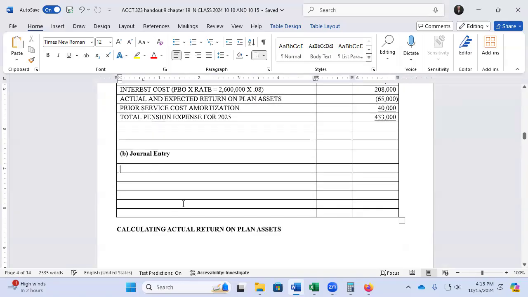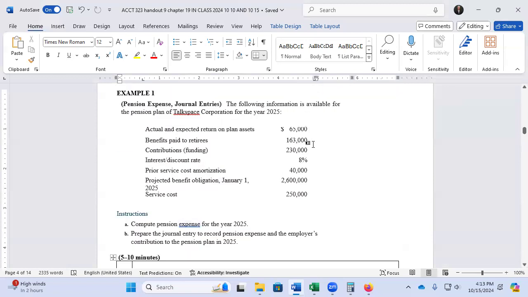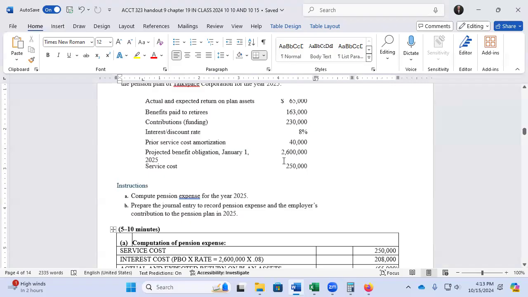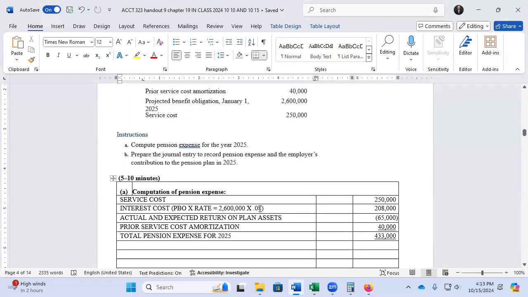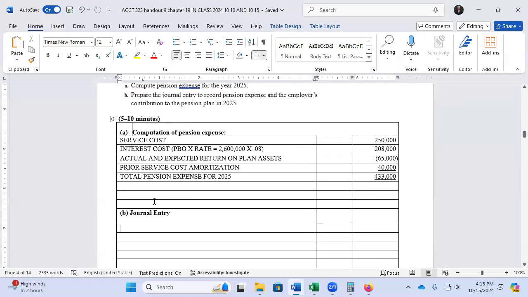Okay, excellent, thank you. All right, and part B says, prepare the journal entry to record the pension expense and the employer's contribution to the pension in 2025. So we have to look and see what they contributed. So that's 230,000. We know that's going to be a credit to cash, right? Because that's how we contributed it. So we have pension expense, and that's the 433,000. And then we have cash, 230,000.